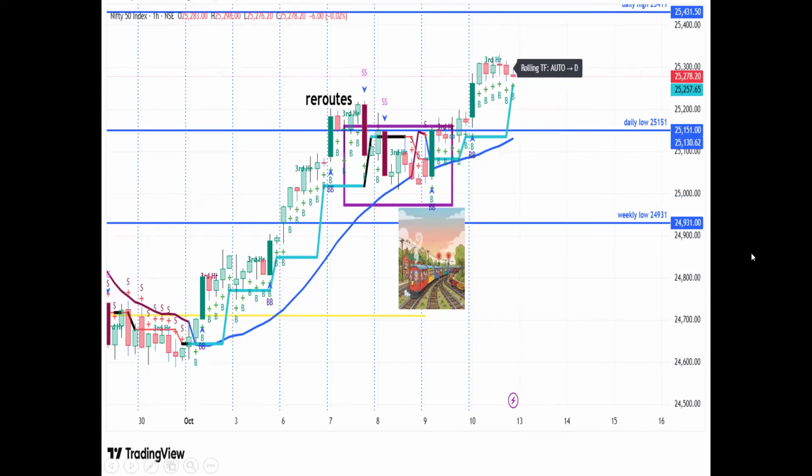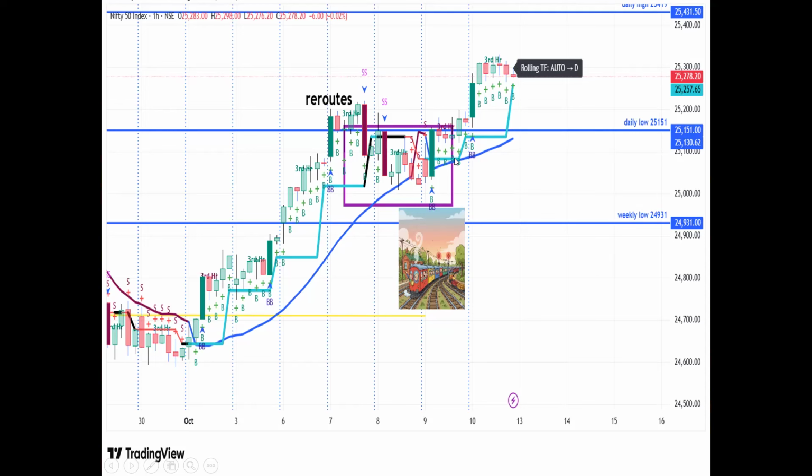See here, I am on an hourly chart of the Nifty. This was the halting station. Many people on YouTube were asking whether it will go down, whether it will break down. Now the levels are 24,800, 24,900, like that. It was a mixed feeling. This was a halt. It is halting at the junction. It halted at this junction, rerouted itself and went into the uptrend.